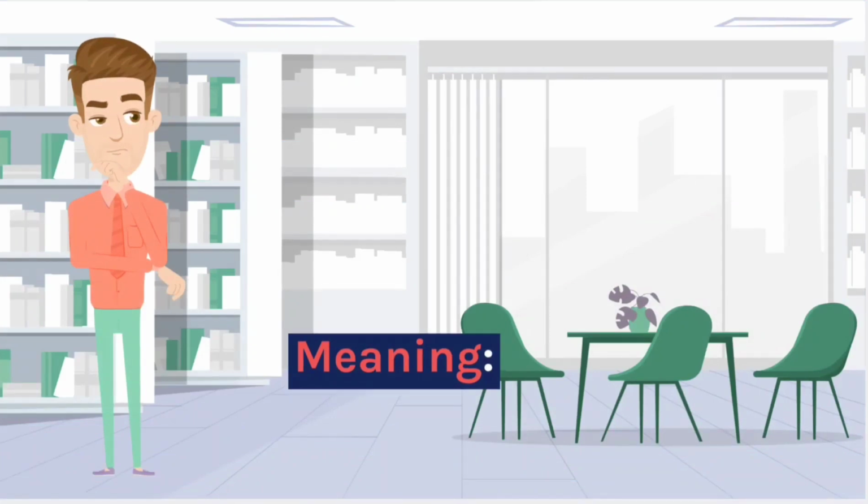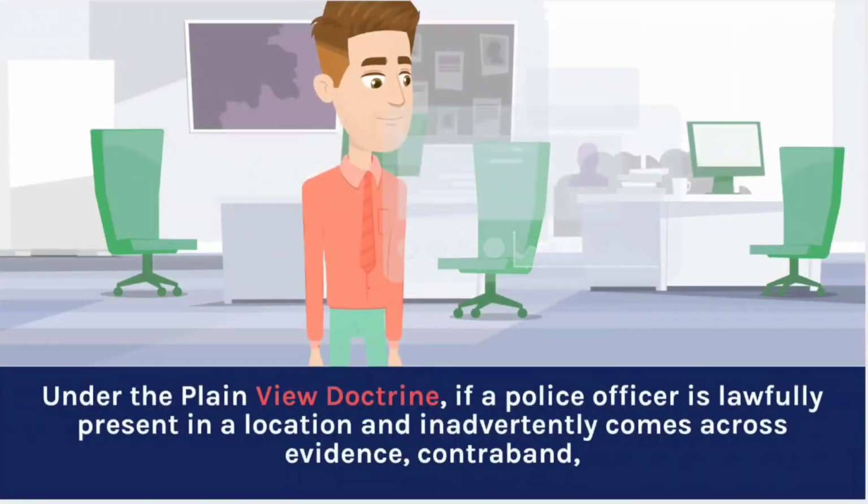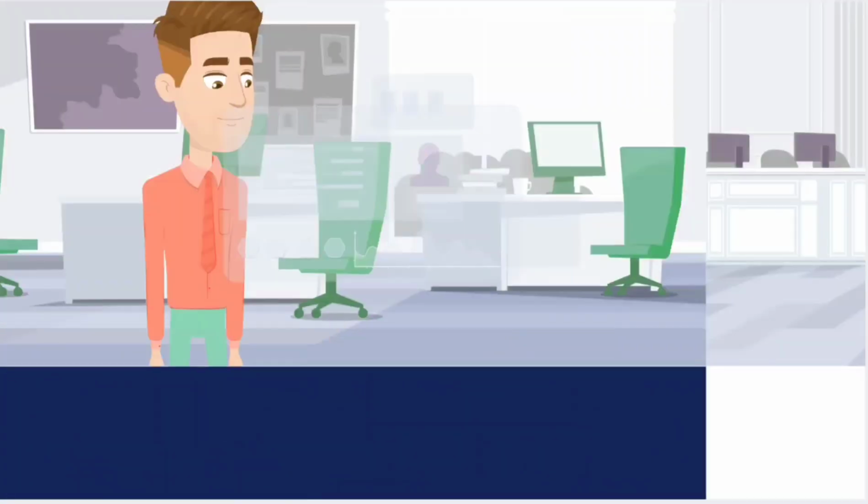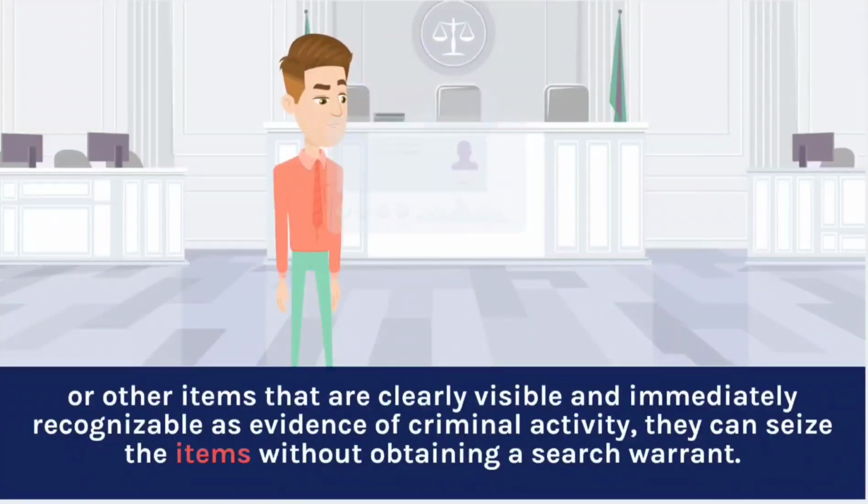Meaning: under the Plain View Doctrine, if a police officer is lawfully present in a location and inadvertently comes across evidence, contraband, or other items that are clearly visible and immediately recognizable as evidence of criminal activity, they can seize the items without obtaining a search warrant.